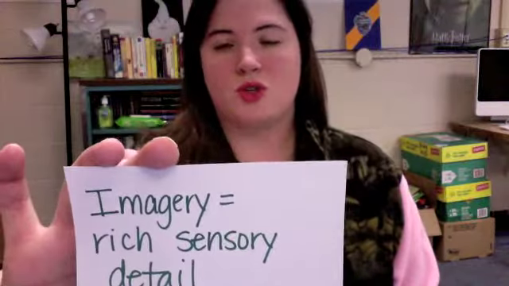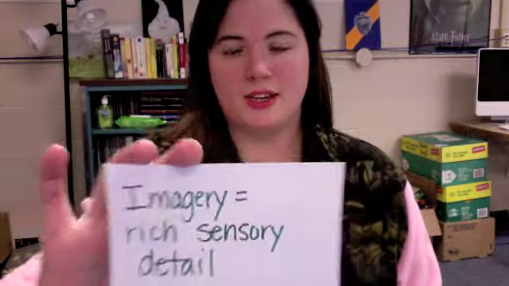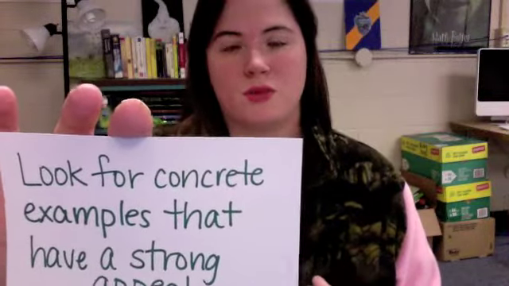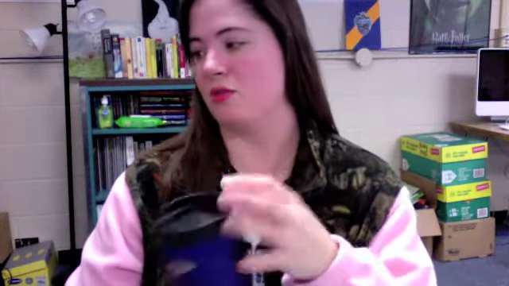After diction, we have imagery, and of course, imagery means rich sensory detail. So I'm talking about things that appeal to our senses, our eyes, our ears, our nose, that sort of thing. What you need to bear in mind is that you are looking for concrete examples that have a strong appeal to one of those senses. For example, this is a blue cup. Is that a rich descriptive detail of this fabulous blue cup? No, it's just a blue cup. What I need to give you is imagery so that you can imagine this, visualize this cup in your head, and know that I'm talking about this specific travel mug as opposed to a blue Solo cup. So that's imagery.